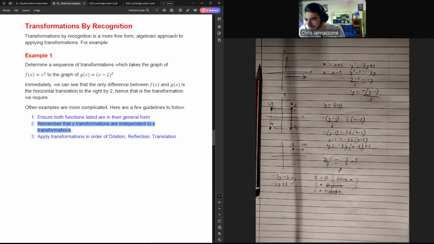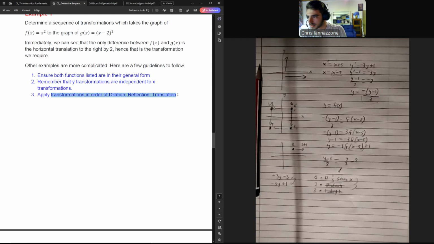What did I say here? Remember that y transformations are independent to x. That's just there to remind you, hey, don't get hung up too much about the order of things. If you can identify which ones are y's and which ones are x's, you can do all the y's first and then all the x's. That might make it a bit easier if you're doing a recognition approach. And under these circumstances, DRT tends to be your friend. So we'll do that order instead.